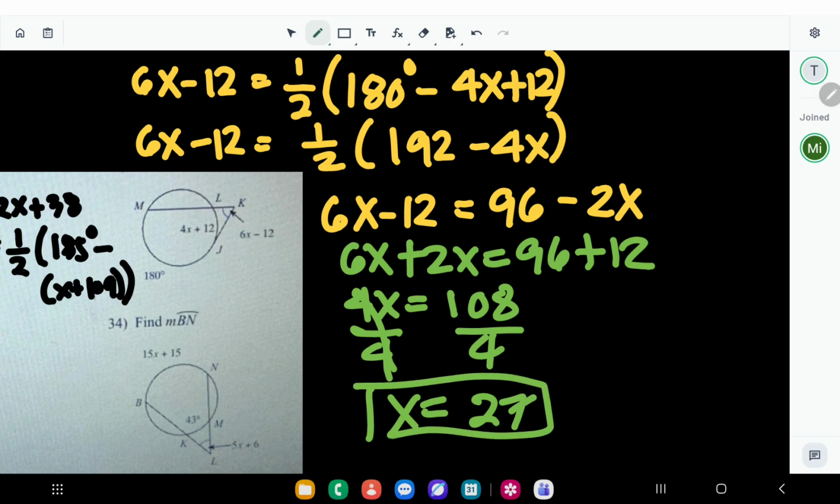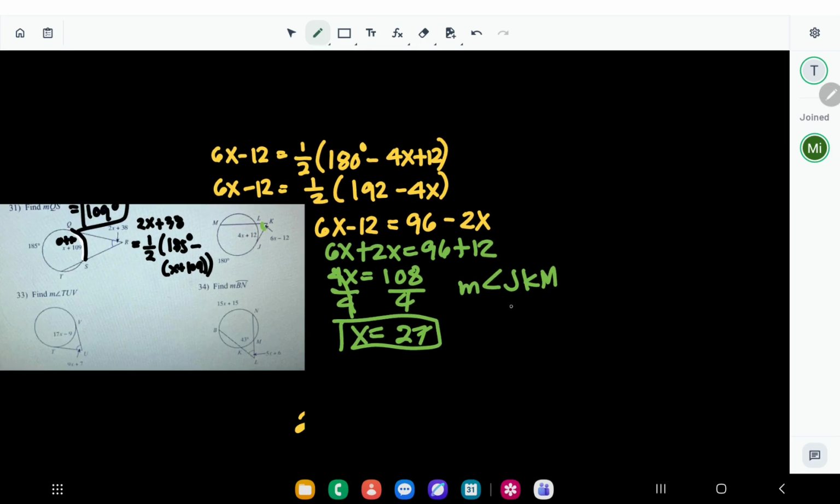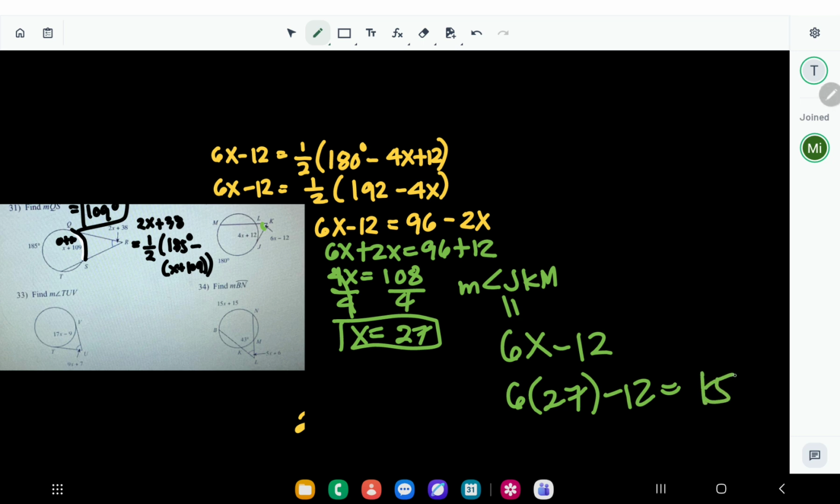Then we are asked to find the measure of, what's this? Can't find it. Find the measure of angle JKM. Where is angle JKM? Here. 6x minus 12. So 6 times 6x minus 12 is equal to 6 times 27 minus 12. So what is that? 6 times 27 minus 12 is 150 degrees.